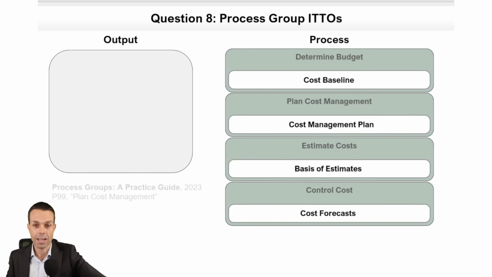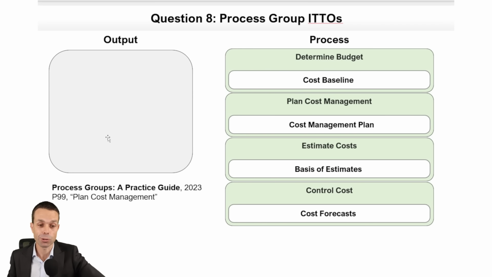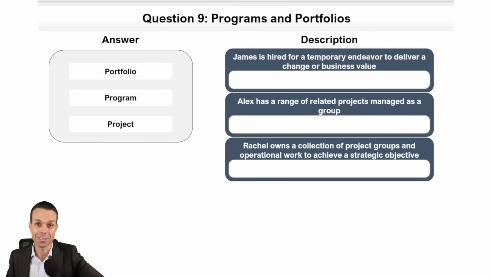Let's have a quick check. And there it is under the process groups, plan cost management on page 99 there. So nice and easy. Last two in this little section. And we've got programs and portfolios.